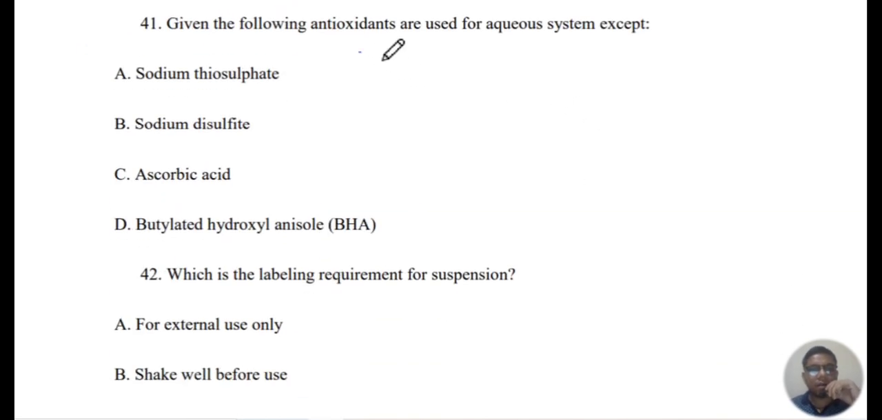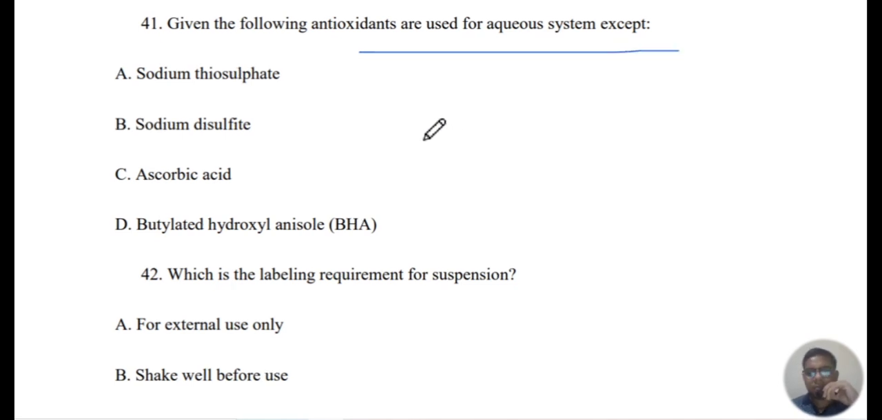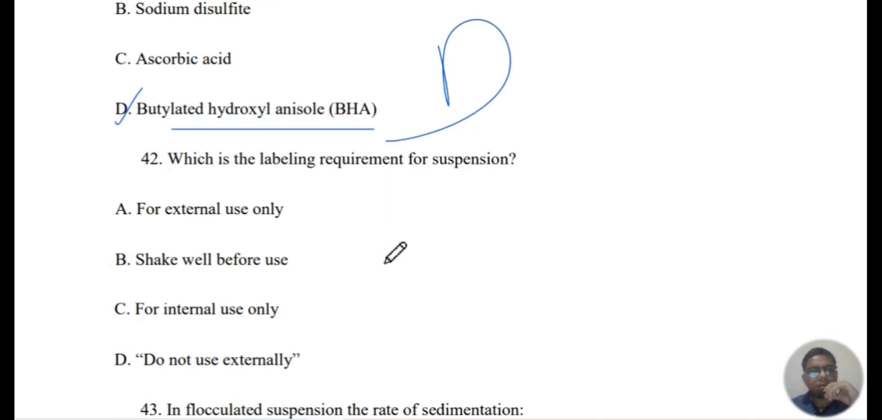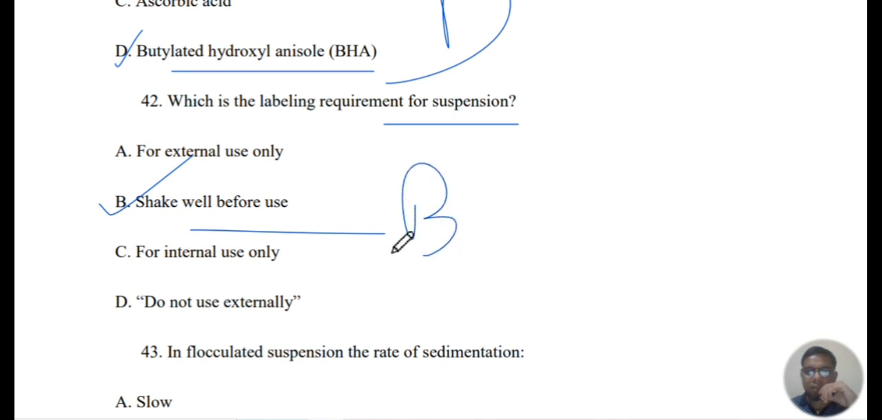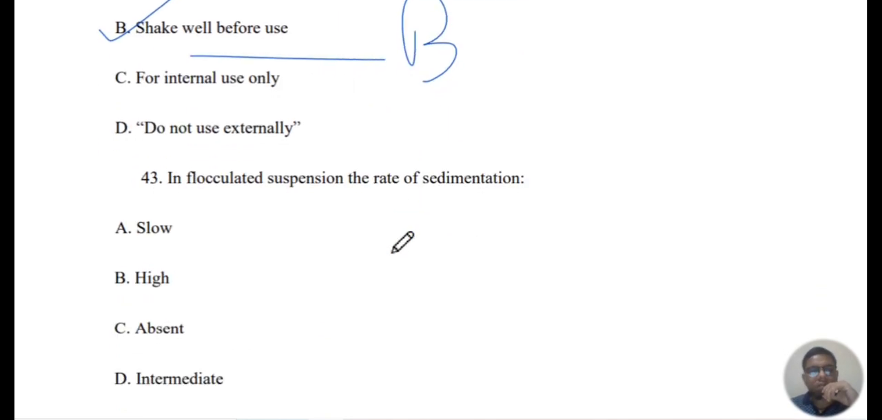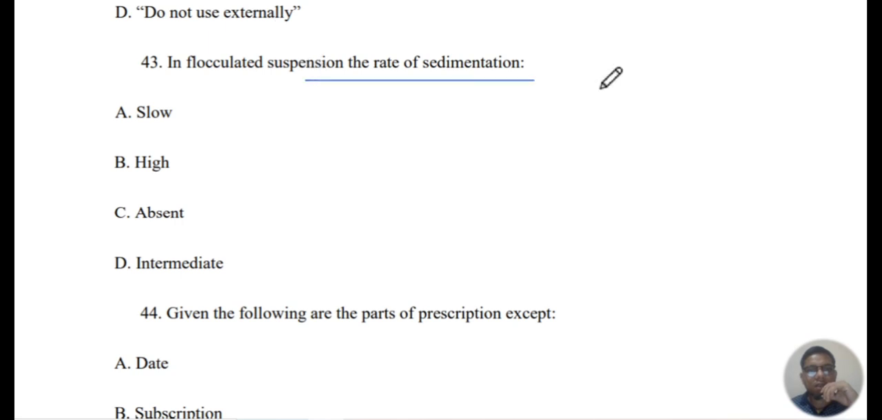Given the following antioxidant are used for aqueous system except, the answer is D. Butylated hydroxyl anisole. The answer is D. Next is 42 question number. Which is the labeling requirement for suspension? The answer is B. Shake well before use. The answer is B. Next is 43 question number. In flocculated suspension the rate of sedimentation, the answer is B. High. The answer is B.